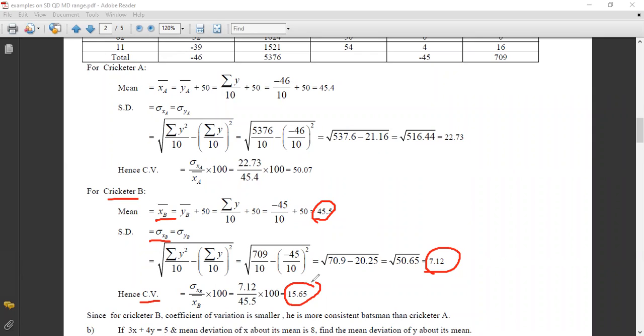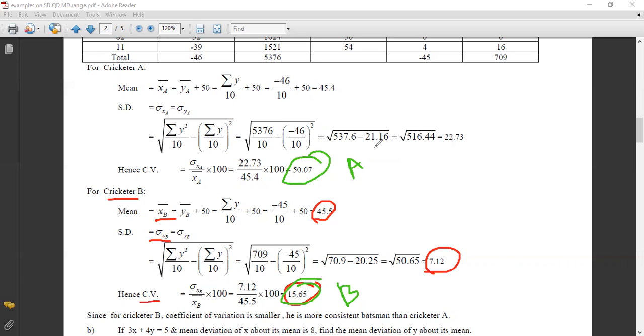Okay, now if we compare these two CVs, 50 point something is for A, and 15.65 is for B. We see for cricketer A, the coefficient of variation or CV is smaller. That means he is more consistent batsman than cricketer A. He is more consistent batsman than cricketer A.